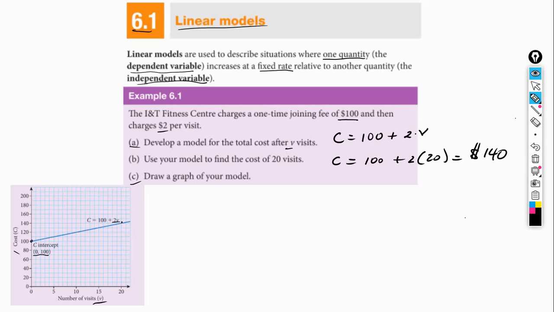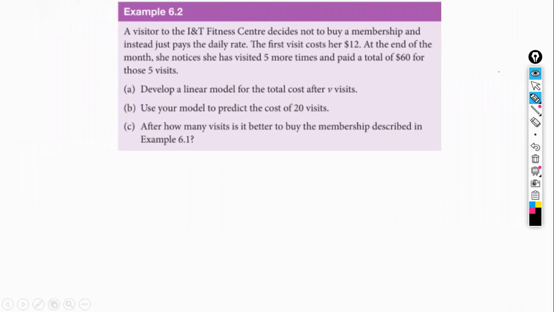So next we have example 6.2, and it says, a visitor to the I&T Fitness Center decides not to buy a membership and instead just pays the daily rate. The first visit costs her $12. At the end of the month, she notices that she has visited 5 more times and paid a total of $60 for those 5 visits. Part A, develop a linear model for the total cost after V visits.